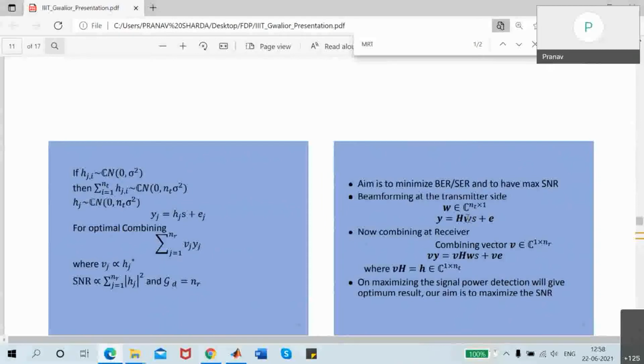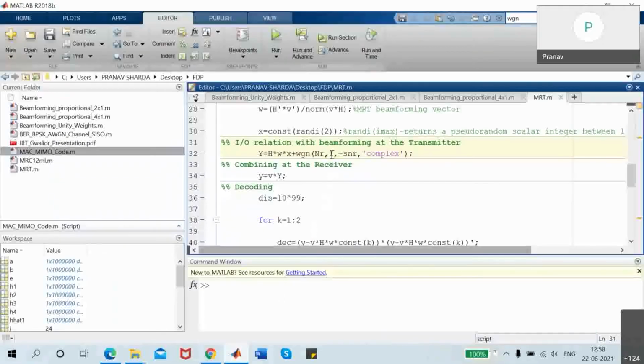All the transmitters have certain transmit weights, in the form of a vector. So the dimension of W is complex, NT cross 1, corresponding to all the NT transmitters, right? So this is the IO relation, plus the addition of noise. We have generated white Gaussian noise, and the noise is generated as per this format, of complex nature, right?